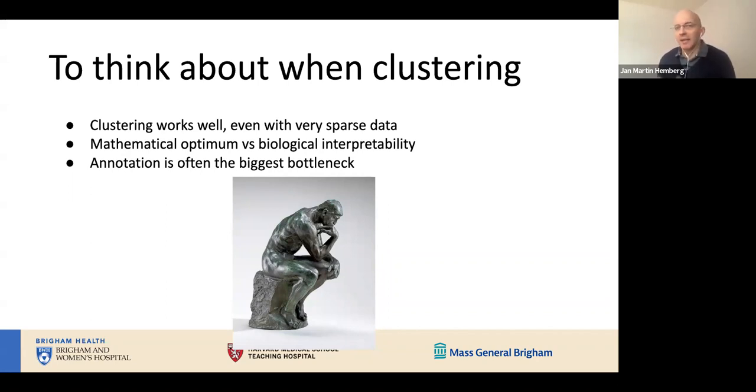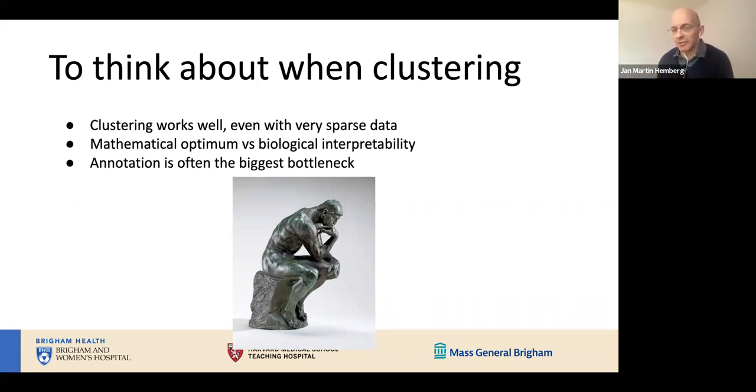One is that, in my experience, clustering tends to work really well, even with very sparse data. Intuitively, I think about it as, even if you only have a small number of reads, a small fraction of the genes detected, most of the information is in the presence or absence of the gene. And that will allow you to do really well, even if you have, say, fewer than 1,000 genes detected per cell.